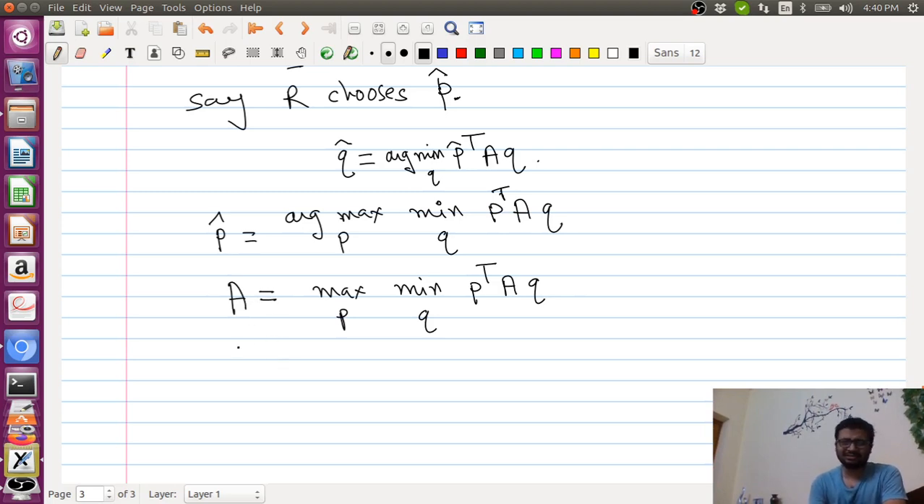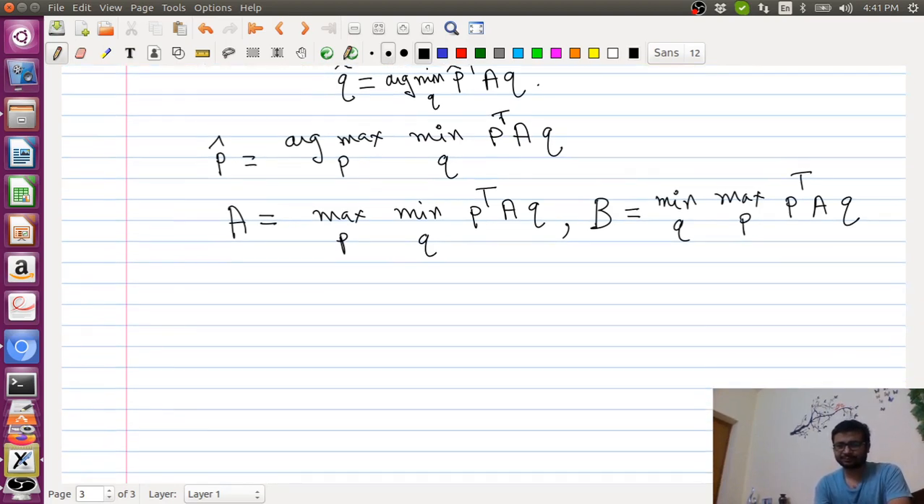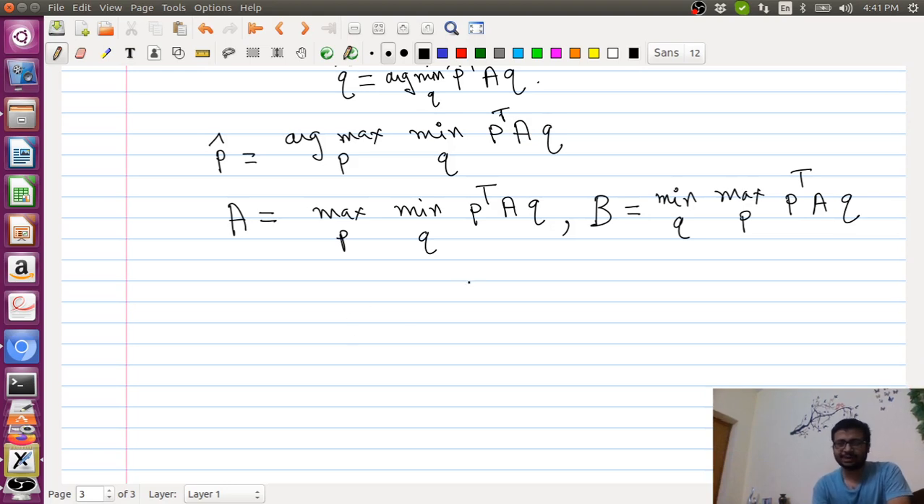Now by an analogous argument, if C goes first and the players play optimally, then the reward that R collects is min over Q, max over P, P transpose A Q. Let's call it B. Now the question is, how do A and B relate to each other? Can we establish a relationship between them?